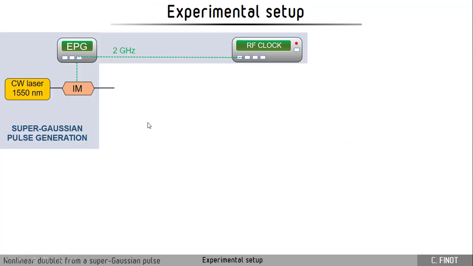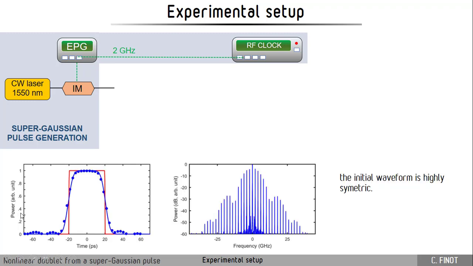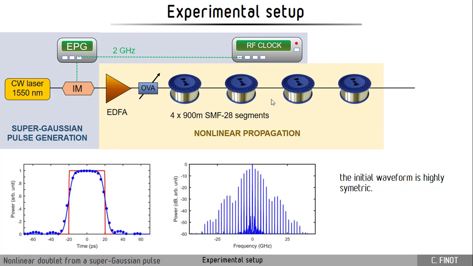So now here is the experimental setup that we have used. We start from a continuous wave and we use an intensity modulator driven by an electrical pattern generator operating at 2 GHz. So we are working here in the telecommunication window. What is important is that our initial condition is highly symmetric, both in the temporal as well as in the spectral domain, and it will be very important to have a duplex of identical pulses.